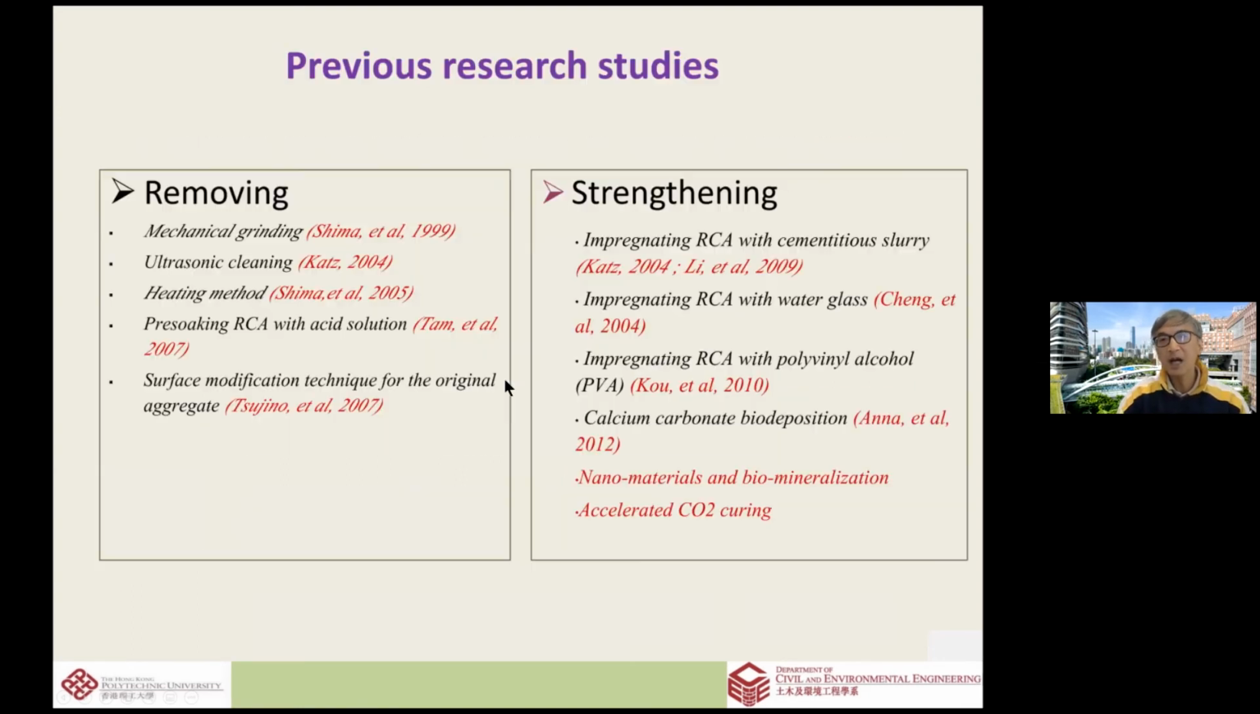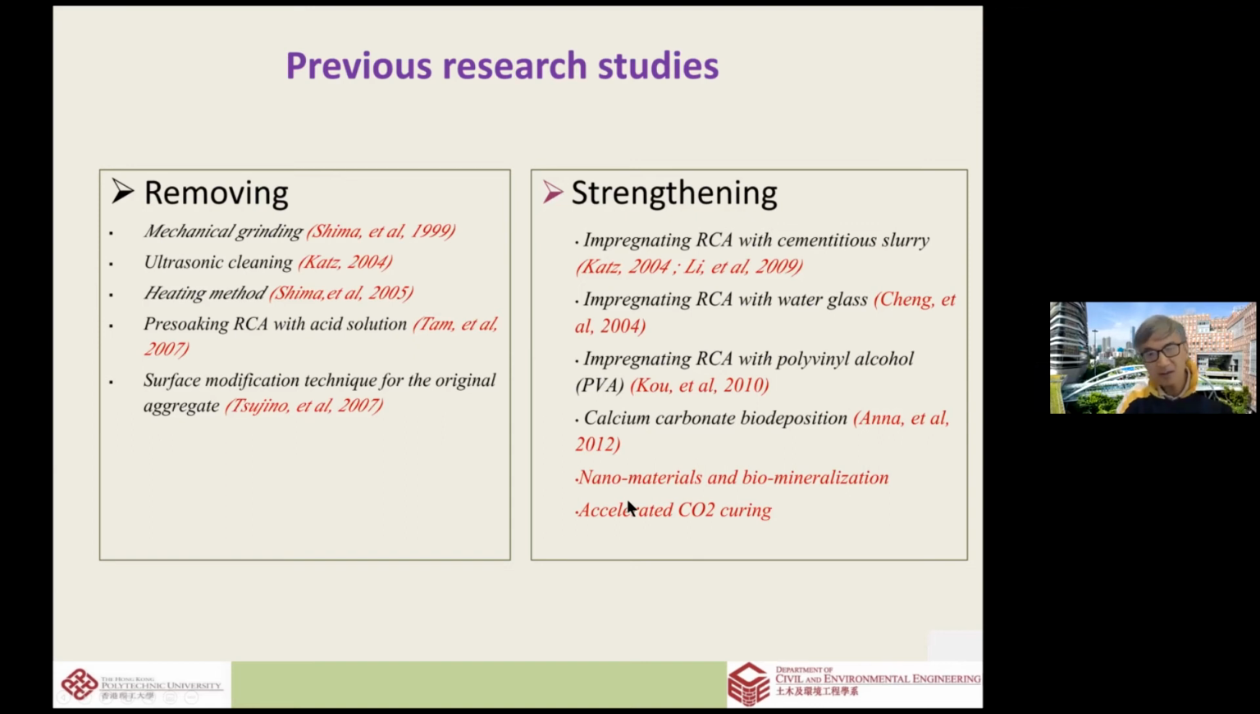How do we strengthen it? By impregnation with cementitious slurry, or impregnation with a water glass, and also by a polymer. And then what we are very interested in at Polytechnic University is carbonation. Carbonation by deposition of calcium carbonate in the layer. The carbonation can be done by CO2 and also by bacteria. And there's another method we call nanomaterial, nanosilica, for example.